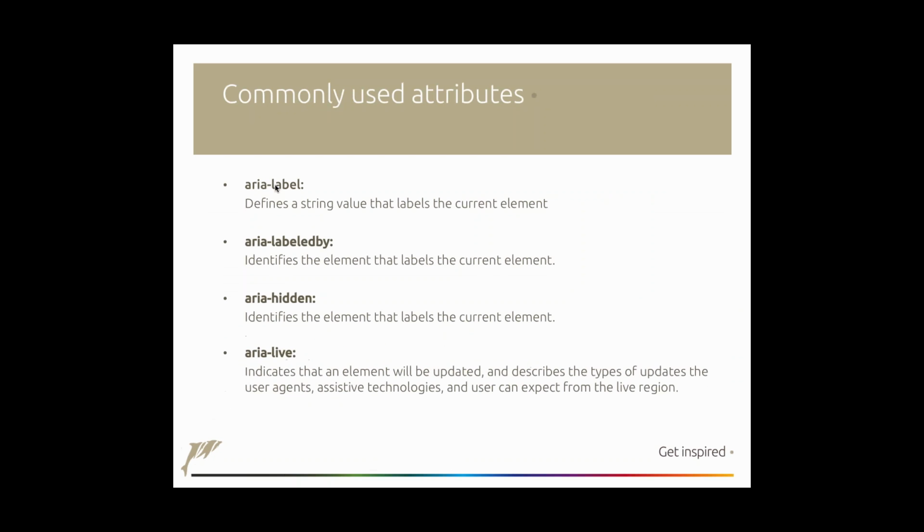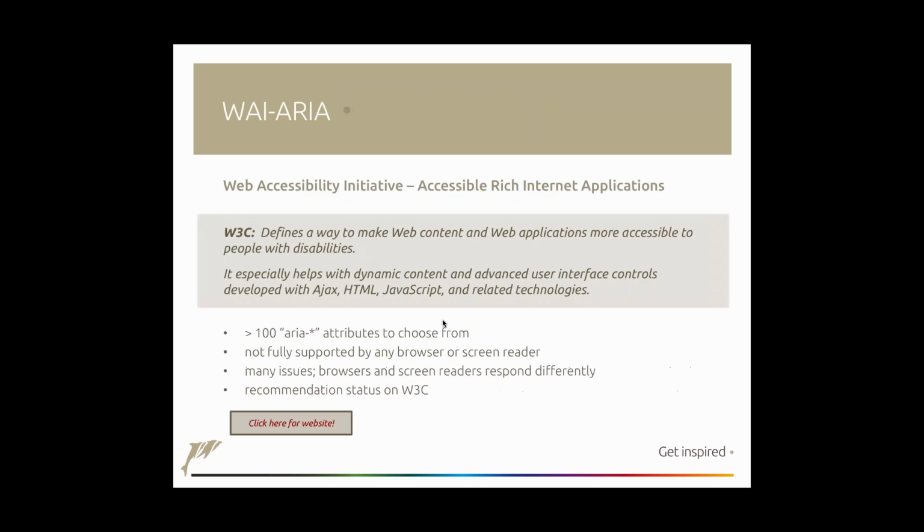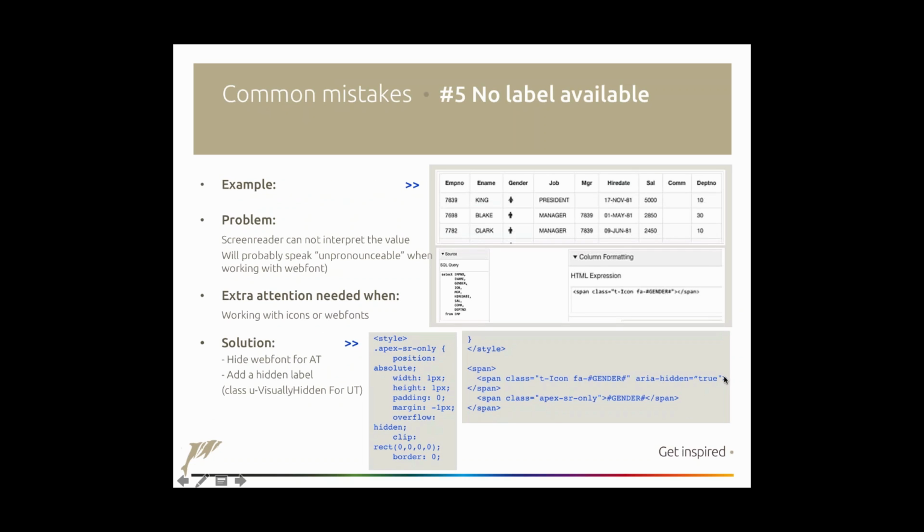Area labeled by is not a string to tell the screen reader what the label is, but a reference to the ID of an element, hoping that the other element has good descriptive text that the screen reader can speak out. Area hidden is something you use to tell the screen reader, don't speak this element. We had that one in the previous example. Area hidden is true.